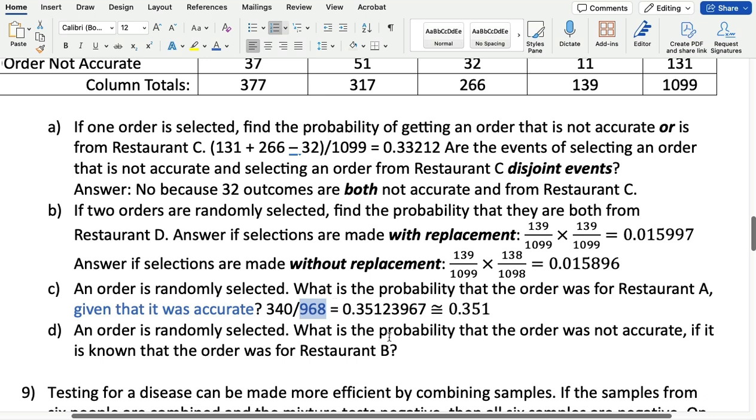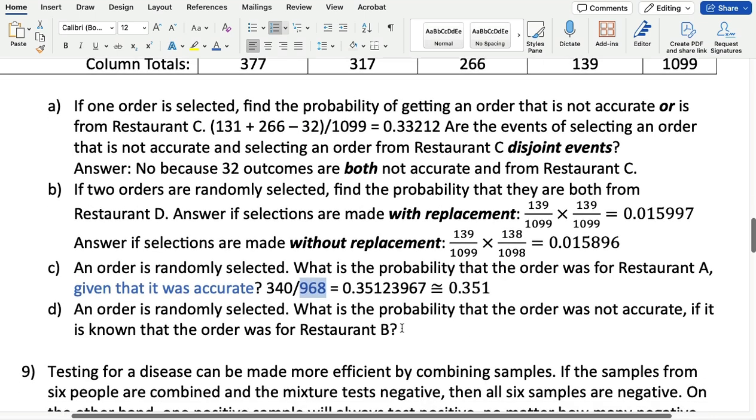But suppose that the directions said to round to the nearest thousandth, or 3 decimal places. So I have to count over 3 decimal places. That's the 1 here. And look at the next digit. If the next digit is a 5 or more, I'm going to round that up. If it's not a 5 or more, we will just keep it a 1. So this is 0.351.